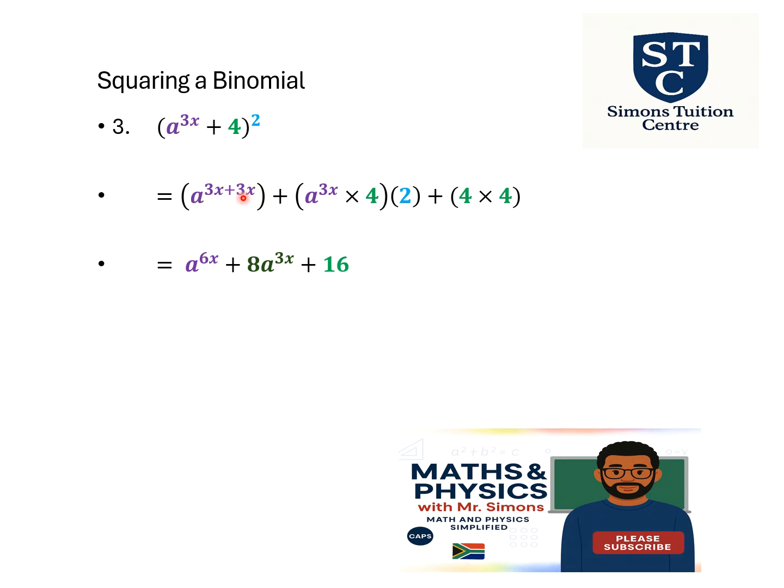So 3x plus 3x gives me 6x, a to the power 6x, right? 4 times 2 gives me 8, and I'm left with a to the power 3x, and 4 times 4 gives me 16. Alright, so I hope you follow, I hope you understand.